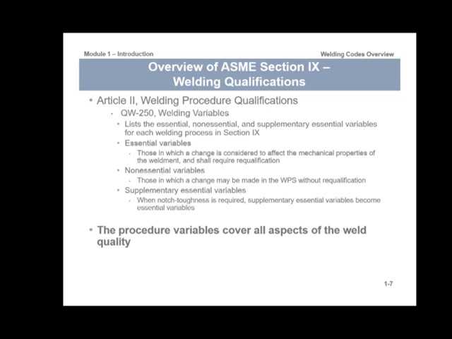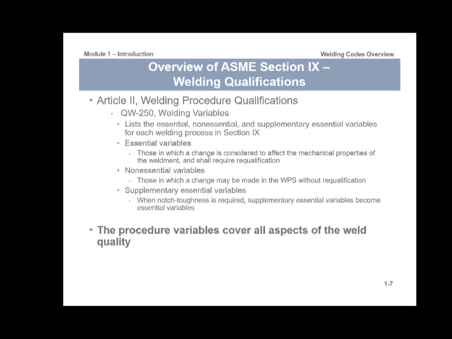Non-essential variables are those in which a change may be made in the WPS without requalification. Like I said before, that would be something like changing the size of the filler metal. You're still using the same filler metal, it's just a different size. Maybe on your initial revision of the WPS, Rev 0, you said, okay, we're only going to use 3/32 filler metal. Well, a situation comes up and you want to use 1/8 or 5/32. You need to rewrite that WPS and include the new sizes of filler metal to be used by the welder. But you don't need to requalify another PQR to support that. You're using the same stuff to weld it together, so you just need to update your WPS. The welders can use these. We're good with it.